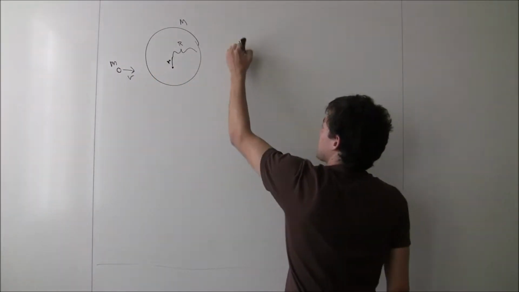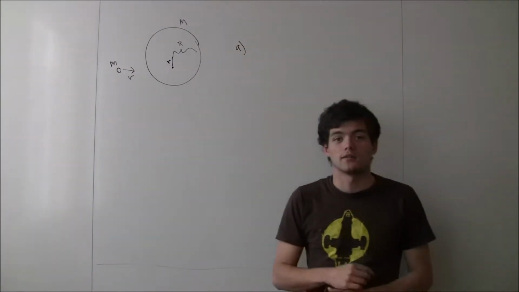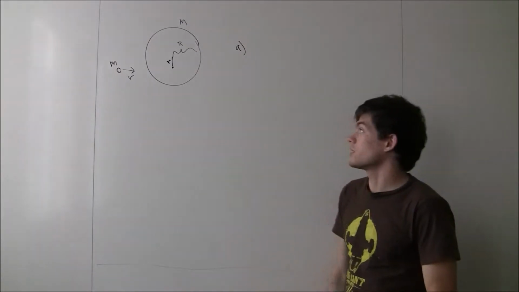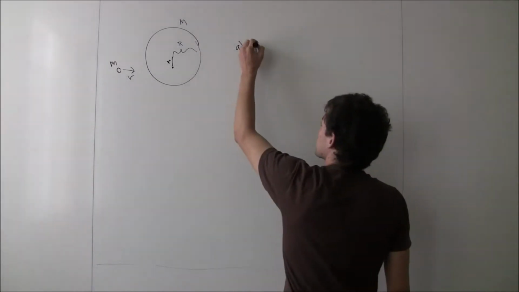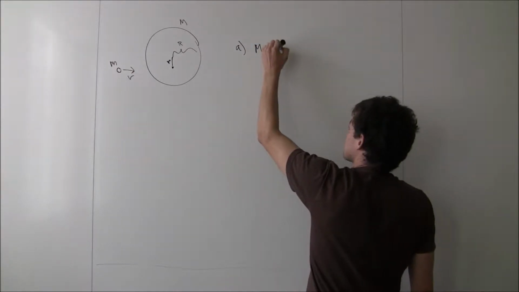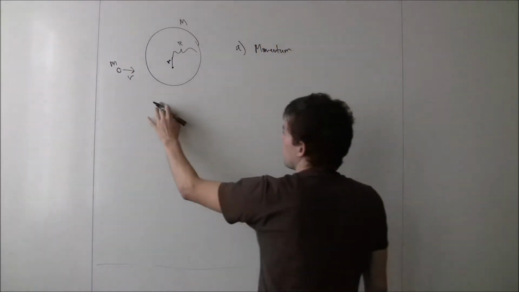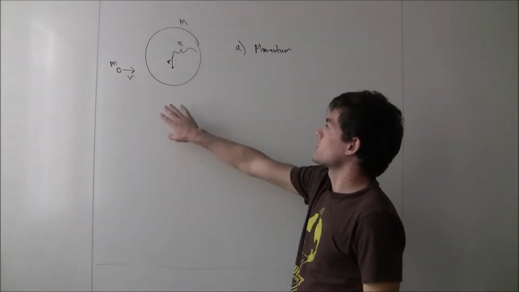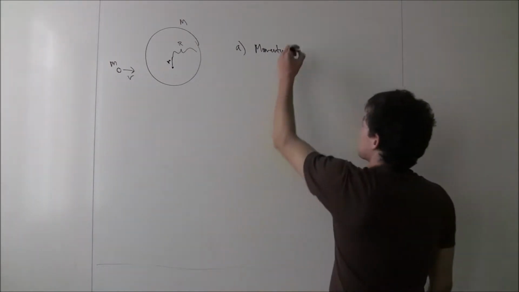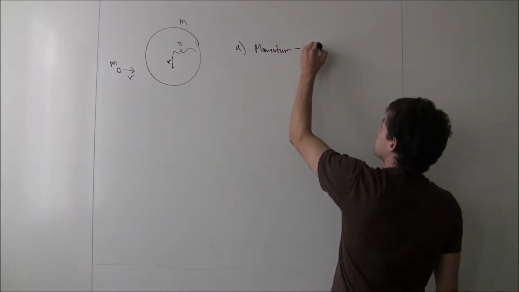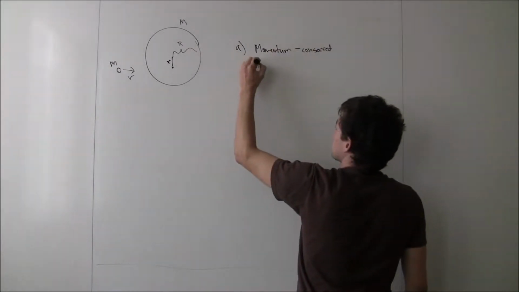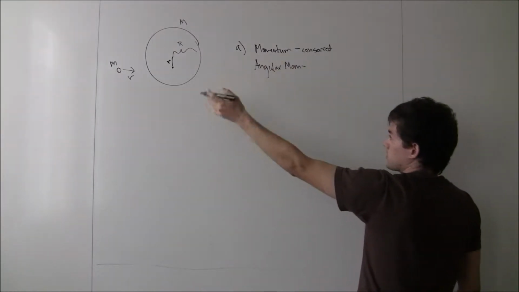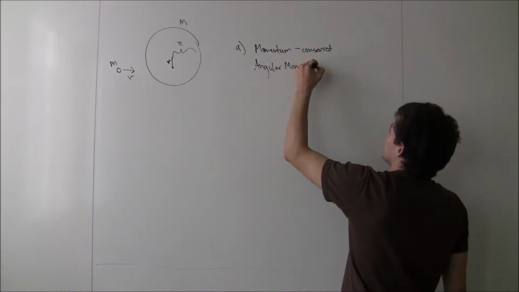And in part A, we're asked which of linear momentum, angular momentum, and energy are conserved in this situation. So first, looking at linear momentum, we can see that there are no net external forces on the system of the child plus disk, and so linear momentum has to be conserved. Looking at angular momentum, there are similarly no net torques on the system of disk plus child, and so angular momentum has to be conserved.